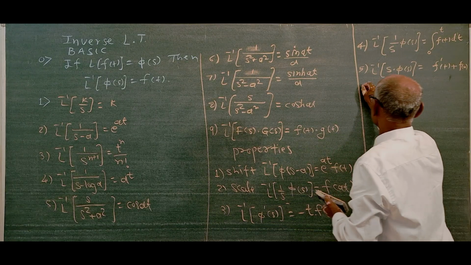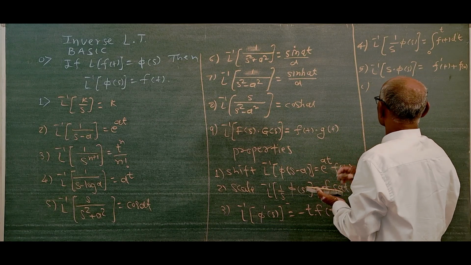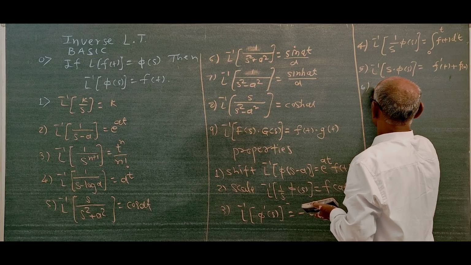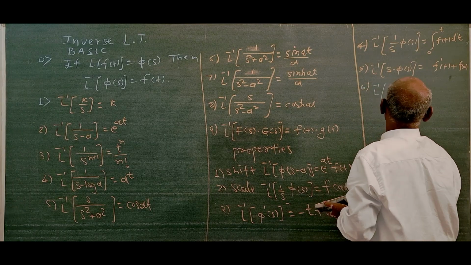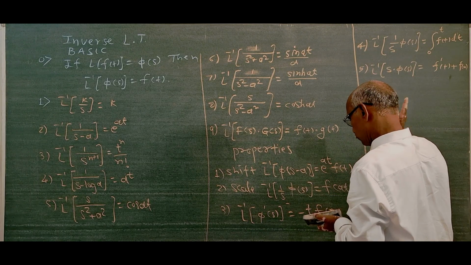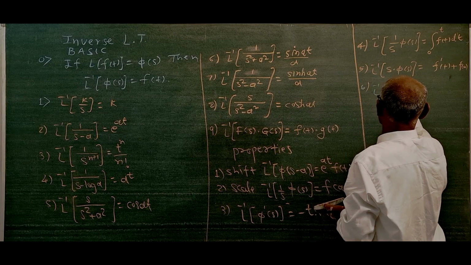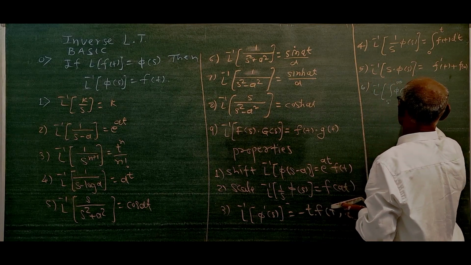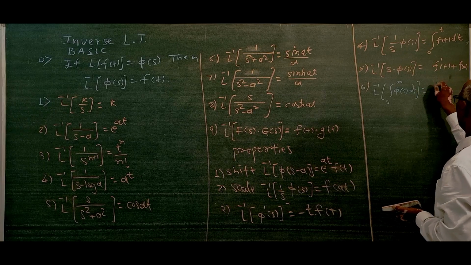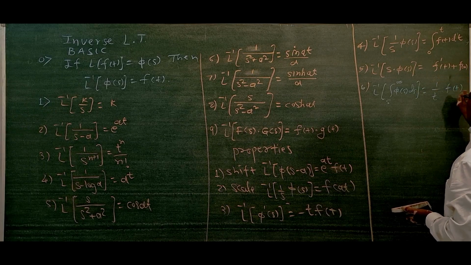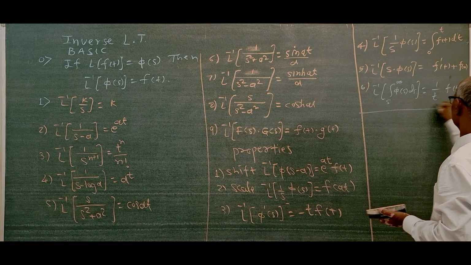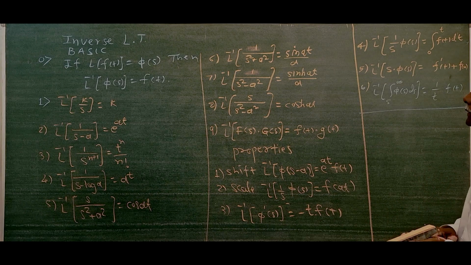Okay, then 6. Inverse Laplace of 1 upon s is over, derivative is over, integration s to infinity phi s into ds, and that becomes 1 by 2 into f of t. So these are half dozen properties.